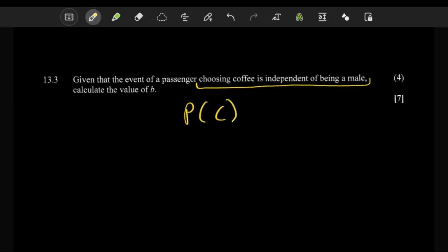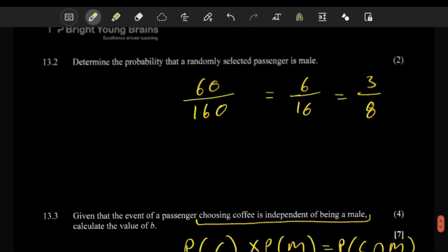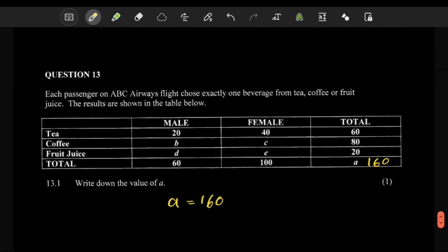So for independent events, we know that the probability of one thing multiplied by the probability of the other thing will always be equal to the probability of the one thing and the other thing happening. That's for independent events. So from that they want us to calculate the value of B. Where is B? B is over there.